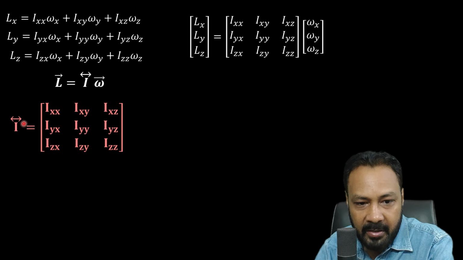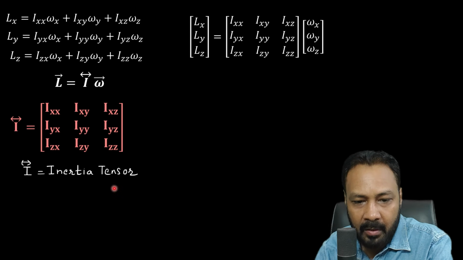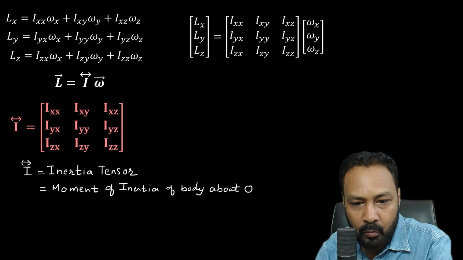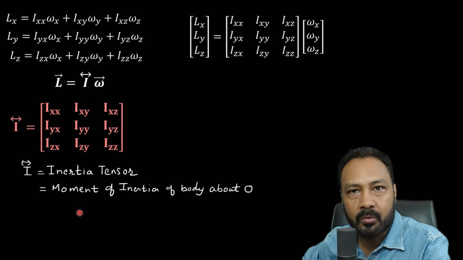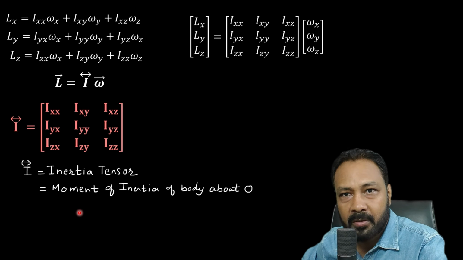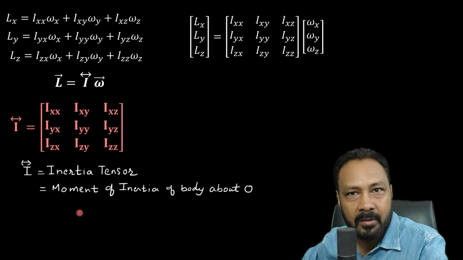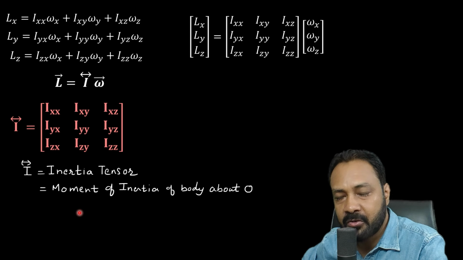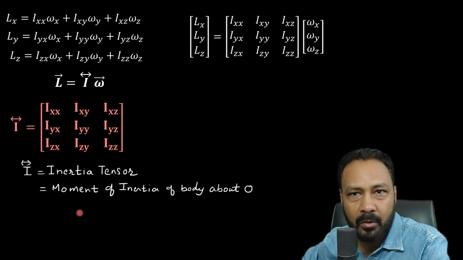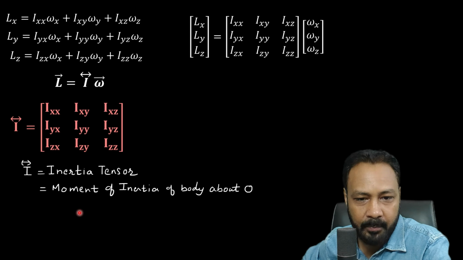And what is I? Here I is called the inertia tensor. This is the moment of inertia of the body about O. Remember, you were taught in 11th that I is the moment of inertia about an axis. No, this is the moment of inertia not about an axis. This is the moment of inertia about a point, and that's what we have to understand.